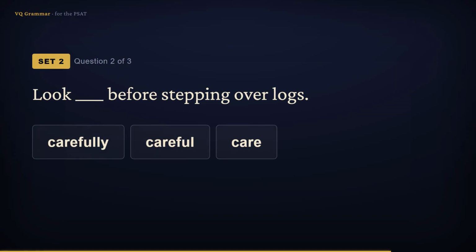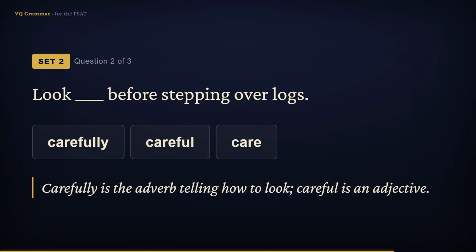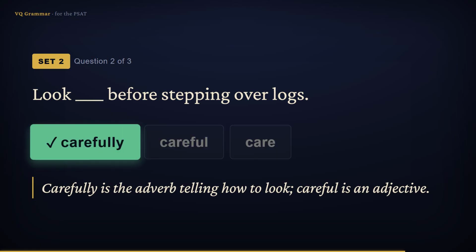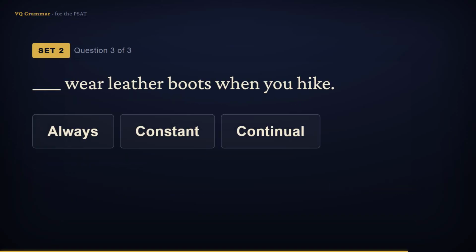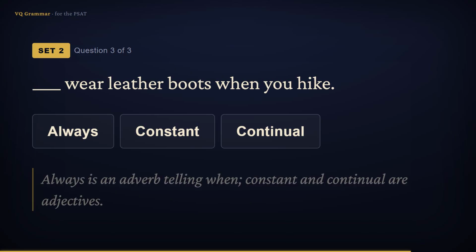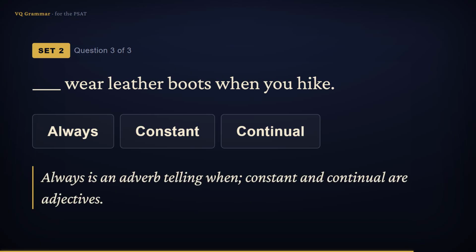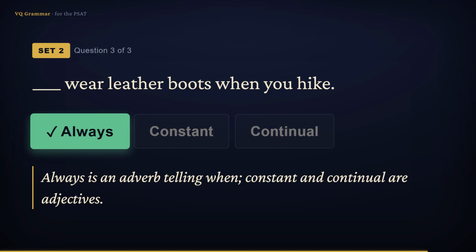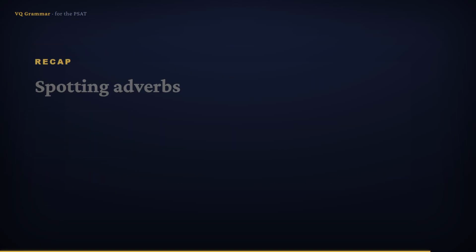Look blank before stepping over logs. Care is a noun, and careful is an adjective. We need a word that tells how to look, and that is carefully. So the answer is carefully. Blank wear leather boots when you hike. Constant and continual are both adjectives. We need a word that tells when to wear them, and that is always. Notice it has no ly, yet it is still an adverb. So the answer is always.